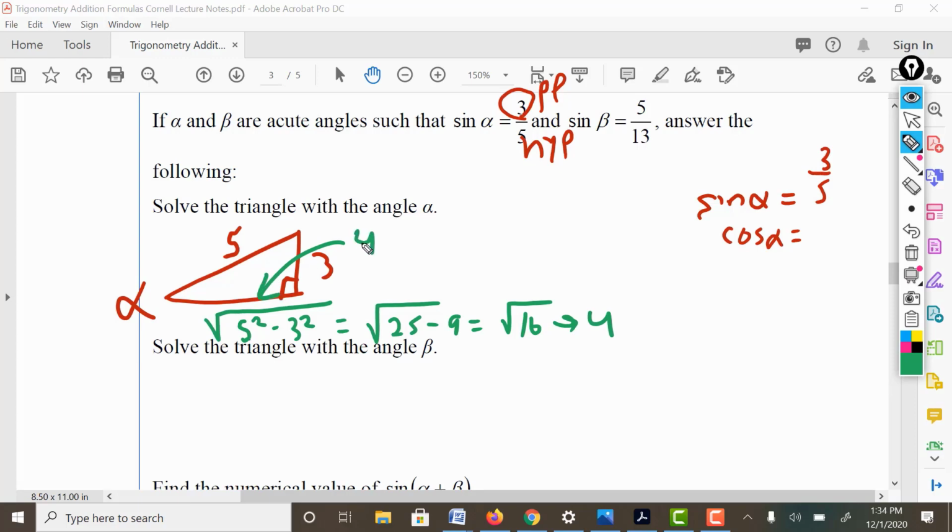So the opposite would be 4. Cosine would be the adjacent. Opposite is 3, adjacent is 4. So the adjacent would be 4, and the hypotenuse would be 5.